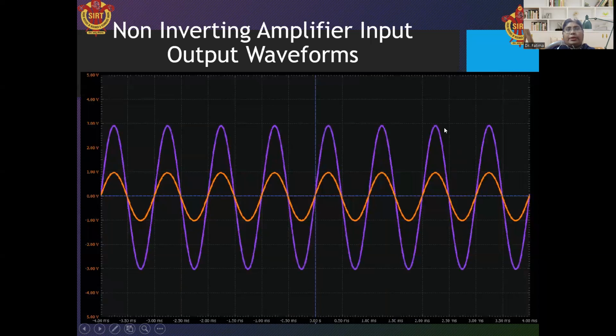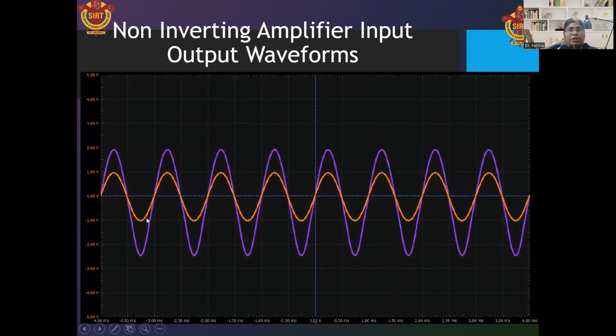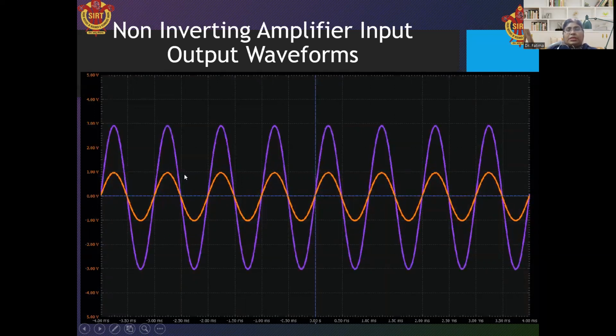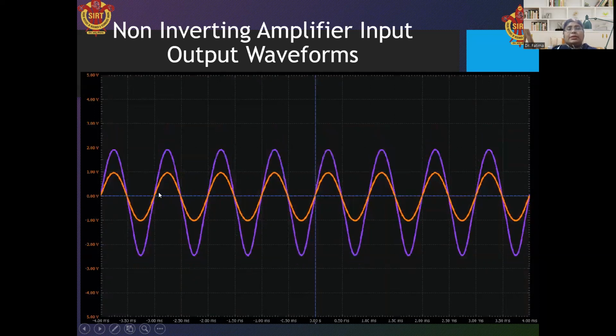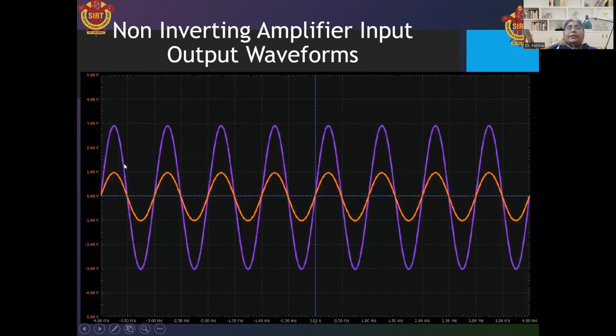Now see here, this is a diagram for the non-inverting amplifier with input and output waveforms where the gain is varying. See, this orange color waveform is showing the input signal and the purple color waveform shows the output signal. This input signal is given to the non-inverting amplifier. This signal is amplified and it is in phase with the input signal. But here you can see the amplitude is varying. It means if the values of RF and R1 change, the gain will change. So the output voltage value will change.